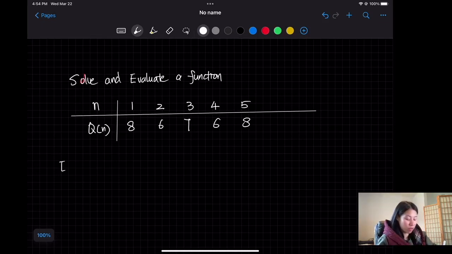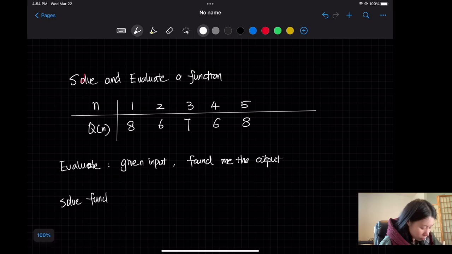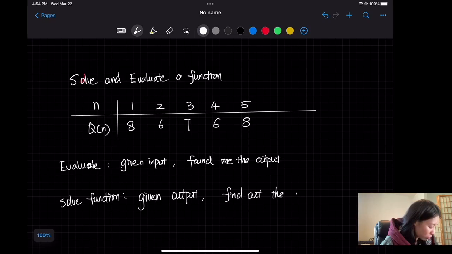If I ask you to evaluate, it means I give you the input, and you need to find the output. Solving a function is the opposite. When solving a function, you will be given an output and you're trying to find the input. Okay, let's do evaluate first.